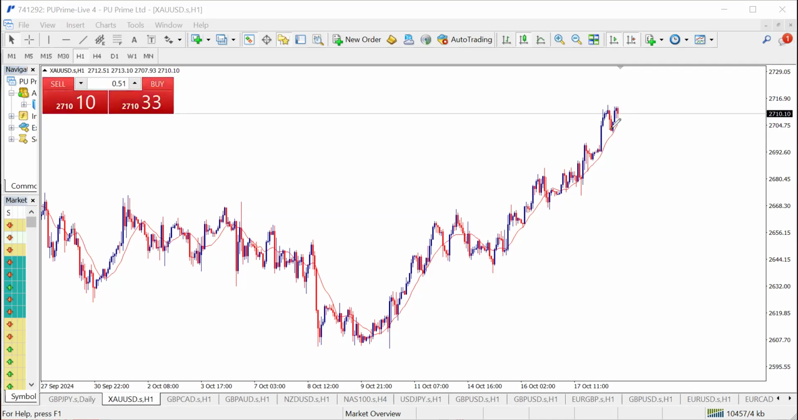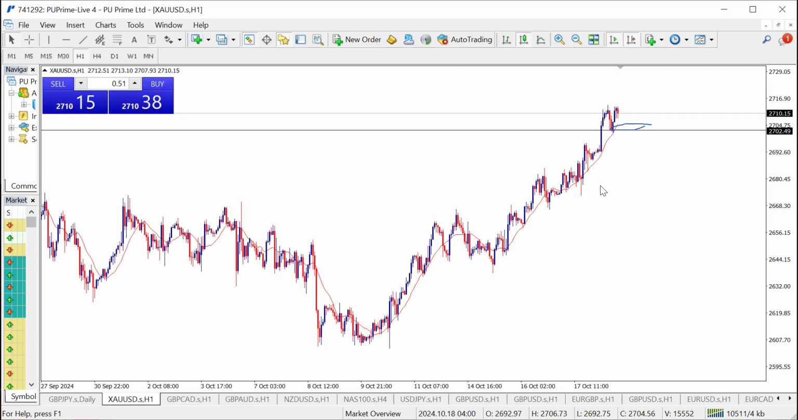So on gold, wait for the break of this low. Let me highlight the area for you. Okay, so wait for the break of 2702.49. Look for a break below 2702.49. Once the 2702.49 area is broken, then I'll be expecting more sellers on gold to the downside.